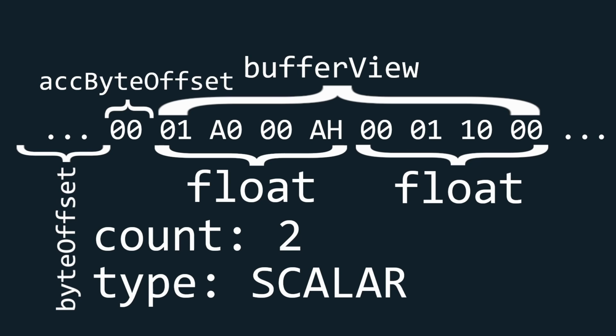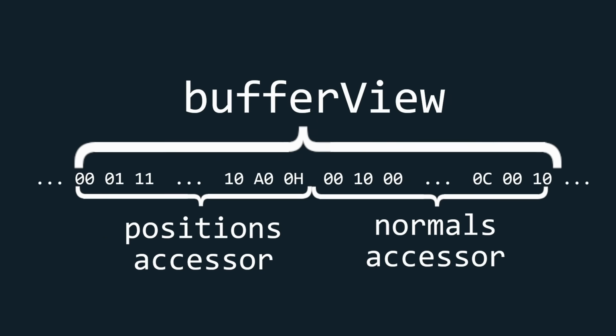The accessor byte offset tells us from what index to look at the data with respect to the beginning of the buffer view, and the byte offset tells us where that buffer view starts. The reason we have two different offsets is that sometimes two different accessors may share the same buffer view. For example, we could have a vec3 buffer view, which is shared by a positions accessor and a normals accessor.